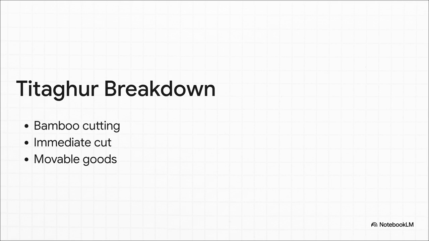Facts. It involved a contract concerning the cutting of bamboo and timber. Ratio decidendi. It explicitly explained the difference between standing timber and immovable property. Relevance. This case cements the Supreme Court's stance that an agreement to cut trees immediately is a sale of movable goods, not immovable property. Let's dissect this.